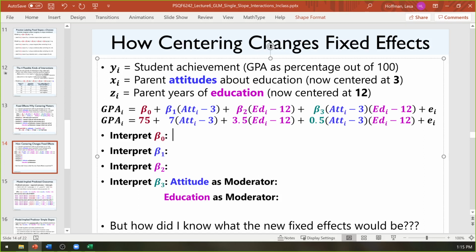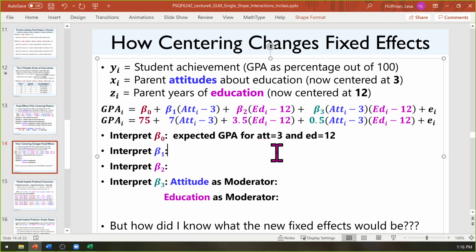Is beta 0 going to be the same as before? It was 30 before, and now it's 75. Oh, it's 75. Okay. Yeah, as a consequence of me changing how the model is phrased. So what does 75 refer to? Like when there is no attitude, no parents' attitude, and no years of education from parents, right? So still 0, but now what 0 means has changed. Okay. Oh, yeah, attitude at level 3. So we have expected GPA for somebody with mid-range attitudes and a high school education. Their kid is predicted to have a 75. So that could happen, right? These are plausible values within my example.